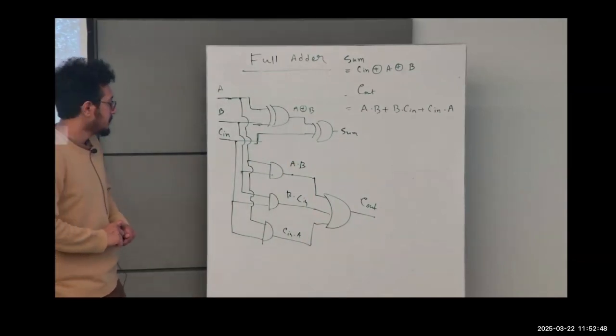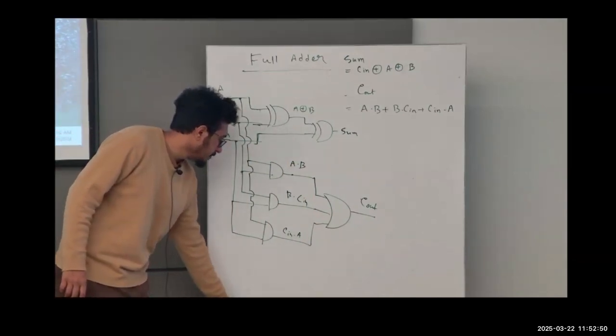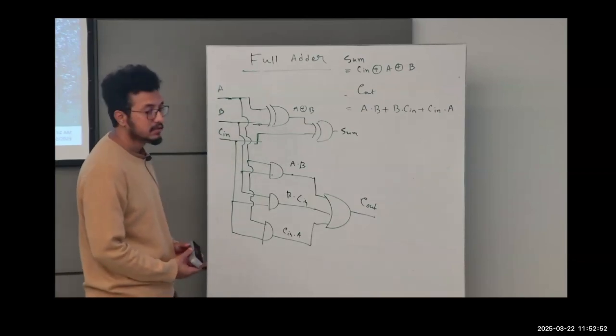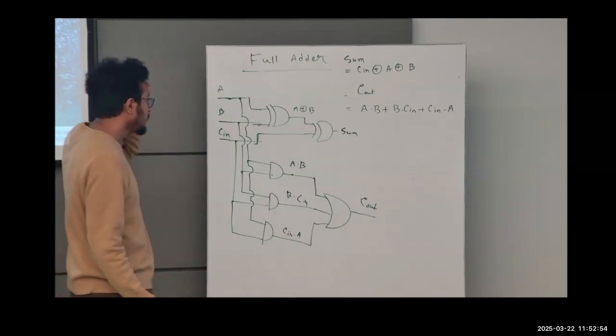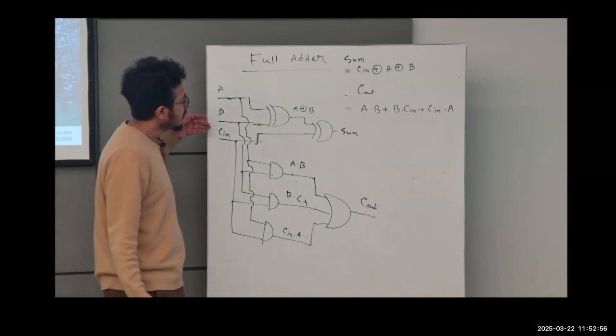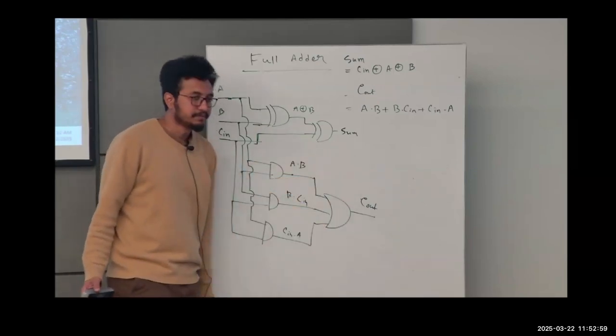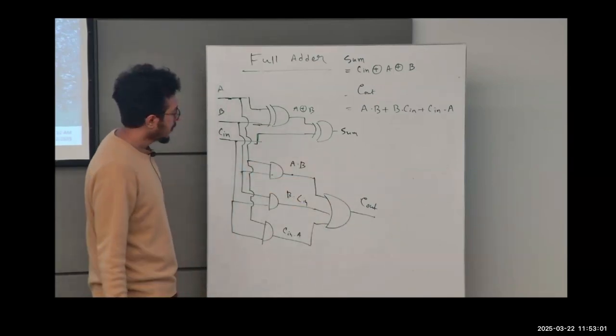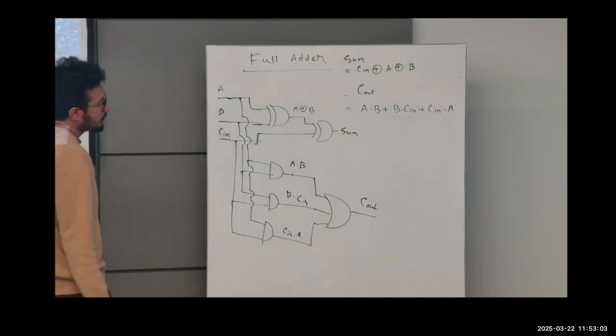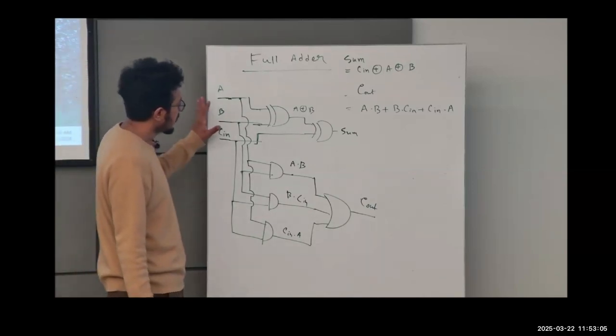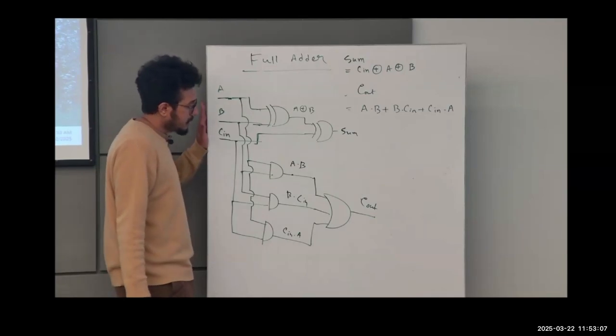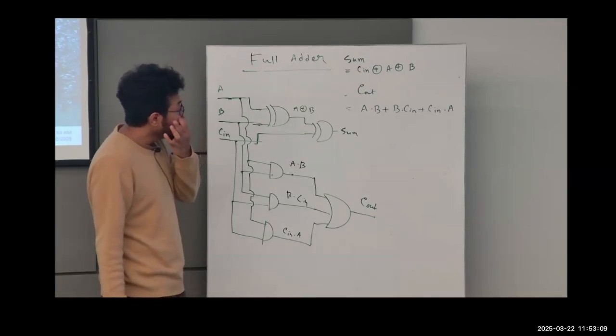So this is the block diagram of a full adder circuit. We have three inputs, A, B, and carry in, and we have two outputs, sum and carry out. Okay. So this is how we can actually build a full adder circuit for 1-bit addition.